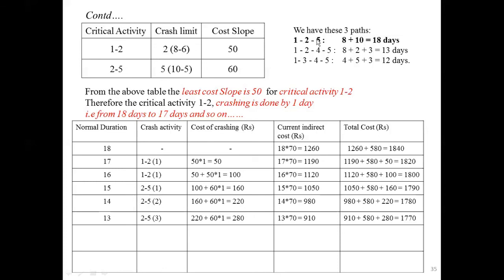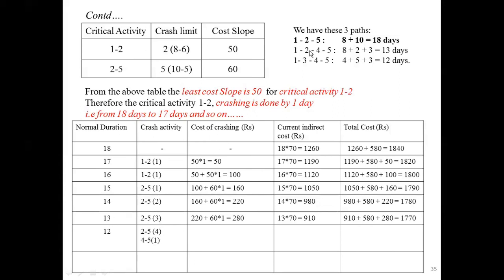In this path you have 2 to 5. In the other path you have 2 to 4 and 4 to 5. 1 to 2 is over already. For 1 to 2, the maximum crash limit is 2 days. Next, if you reduce to 12 days in the critical path 1 to 5, we can take the activity 2 to 5, because the crash limit of 1 to 2 is already reached. For 2 to 5, we can reduce up to 5 days. We already reduced 3 days, so we can go for 1 more day.